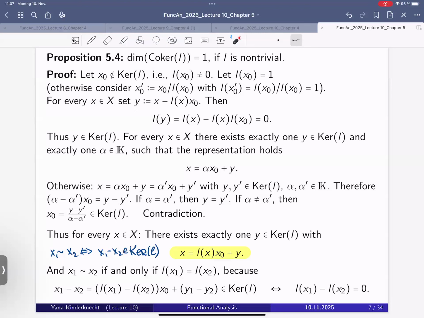Then the difference is in the kernel. Can you repeat, please? I didn't get. So the last equality is exactly L of x1 minus x2 equals 0.